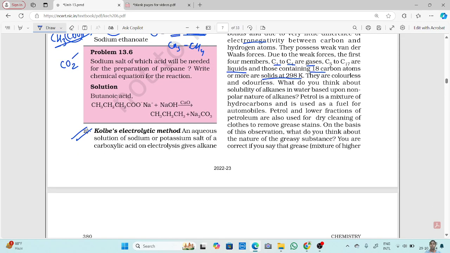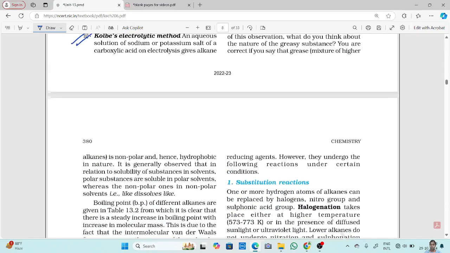Now, petrol is a mixture of hydrocarbons and is used as a fuel for automobiles. Okay, petrol and lower fractions of petroleum are also used for dry cleaning of clothes to remove grease stains. Petrol and the lower fractions are derived by fractional distillation, right? So the lower fractions of petroleum are used for dry cleaning clothes by removing the stains. Now, these are some of the physical properties.